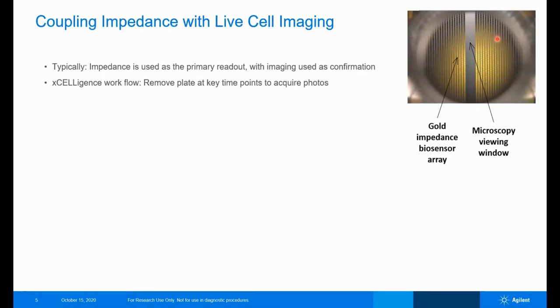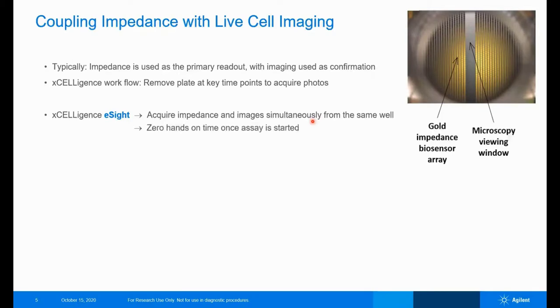While that works, the motivation behind development of the new xCELLigence instrument, the eSight, was that we would be able to do impedance monitoring, but also couple that with live cell imaging and do it all in a single instrument. So the idea here is that you're getting impedance and images all from the same well at the same time. There's zero hands-on time once the assay is started, so you never have to do any sort of endpoint processing. And eSight provides bright field images in addition to red, green, and blue fluorescence images.